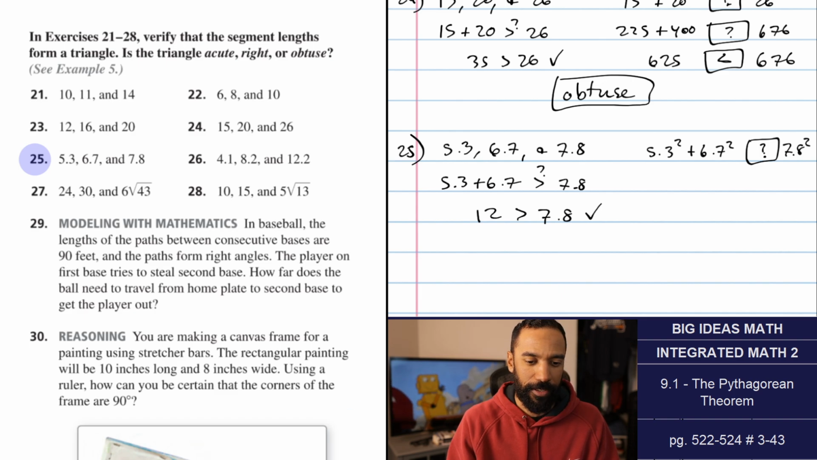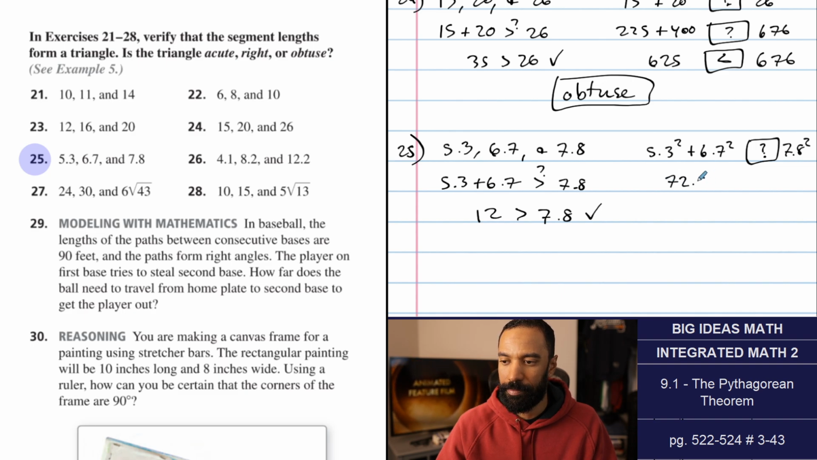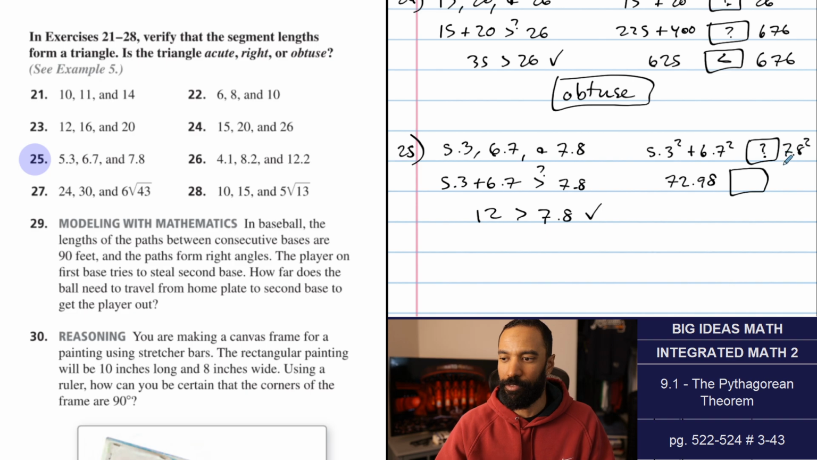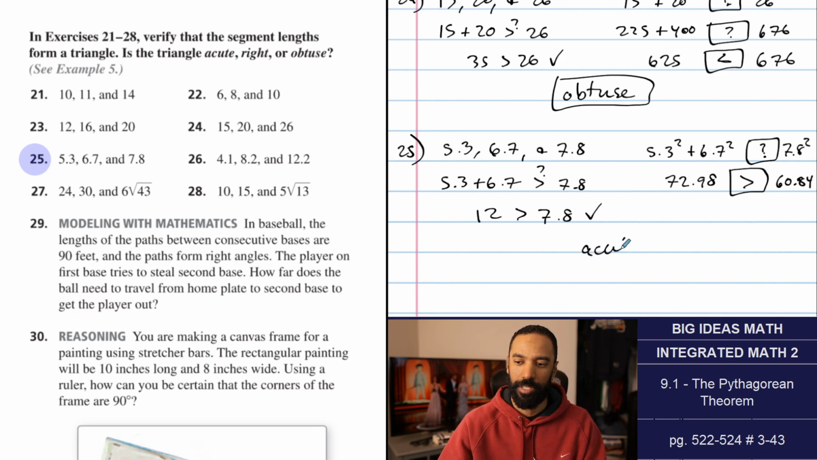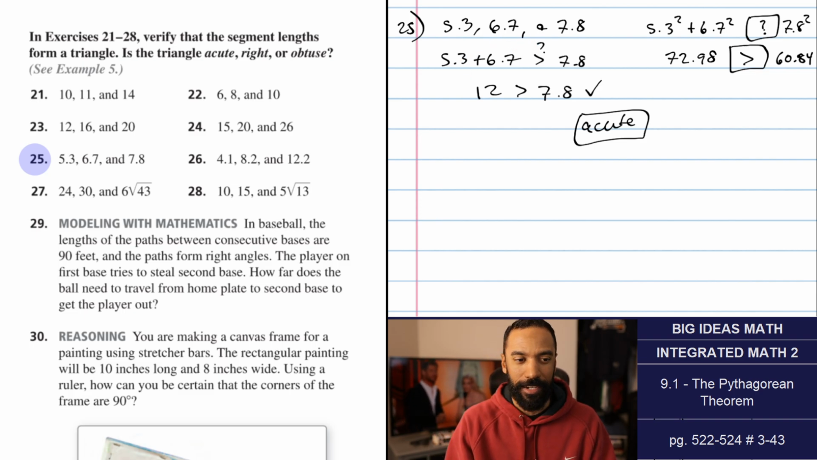And let me do kind of fast calculations now that I have to use the calculator. 5.3 squared, 6.7 squared. I get, when added together, 72.98. And on this side, 7.8 squared, much smaller number because it'll be less than 64, 60.84. This is as acute as it gets. This is an acute triangle because a squared plus b squared is greater than c squared.